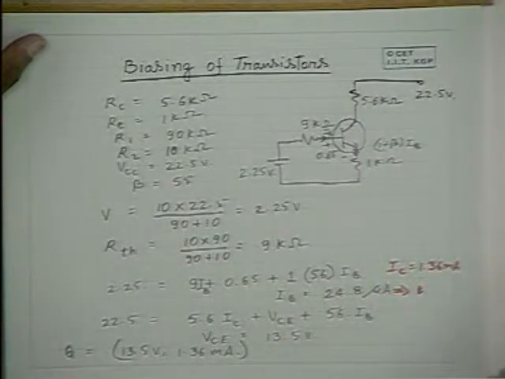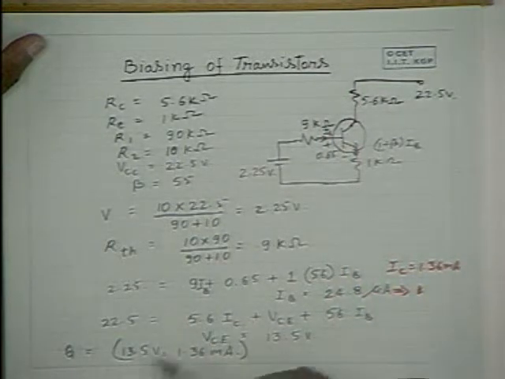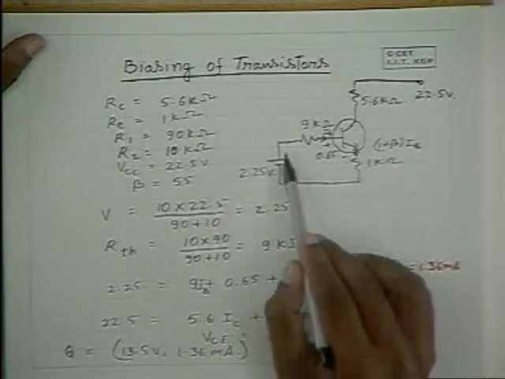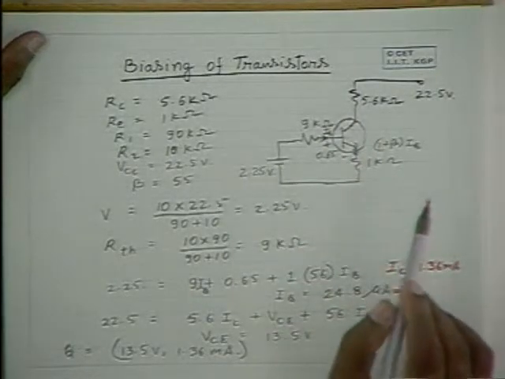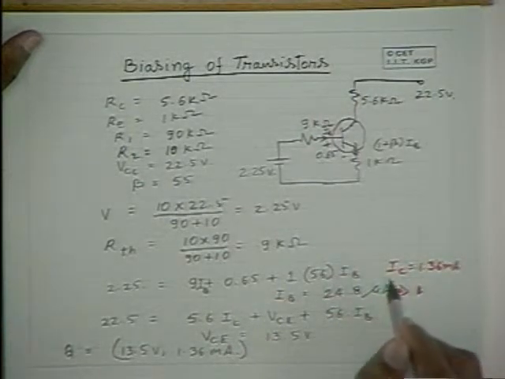And as I explained, the design problem is the inverse problem, wherein given the Q point, we can determine RC, RE, and the Thevenin resistance. And when the unknowns are more than the number of equations which we have here, we have to choose a convenient value for one of the variables and determine the rest of the variables.